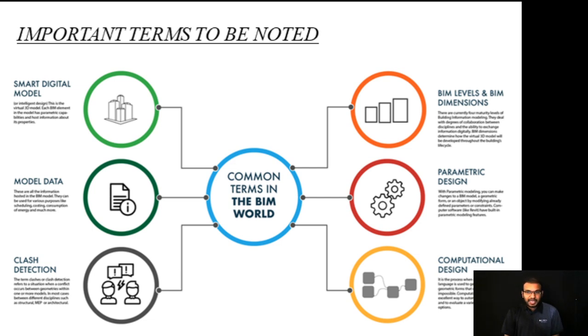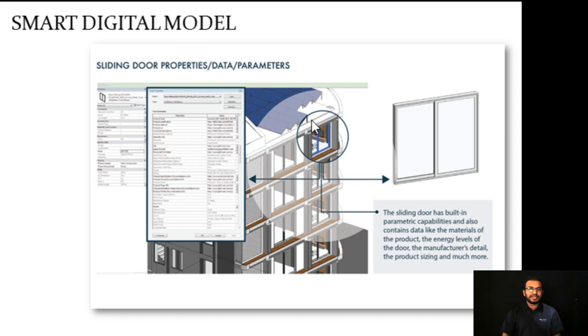The next point is parametric design. We will see what all of that is. And then computational design. Don't worry by seeing all these terms. It is very simple, but if you are in the industry, you should know all these concepts. Now, what do you mean by a smart digital model? Whatever you are modeling in BIM, each and every piece of information of every item that you are using in BIM is documented in your Revit model.